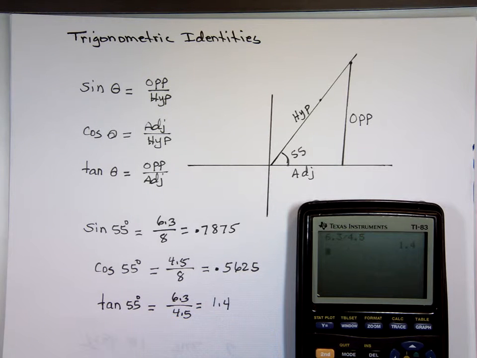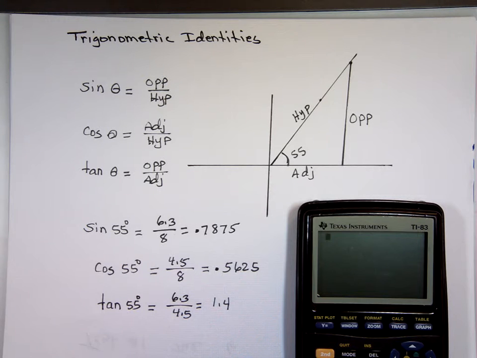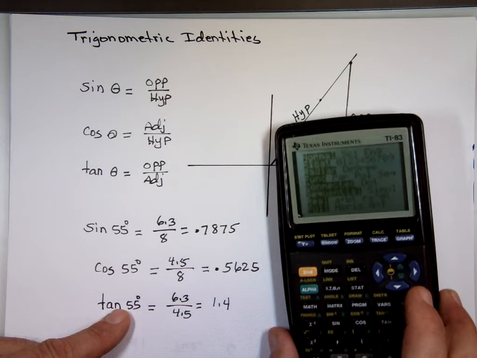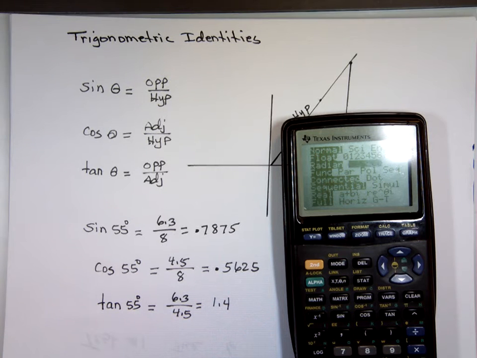So if we were close enough, we should be in the neighborhood of the correct answer. Let's go to my calculator and ask it for sine 55, cosine 55, and tangent 55. First things first, since I'm using degrees, I need to make sure I'm in degree mode. I'll go to mode, and thank goodness, because I was in radian. Now I'm in degree mode.